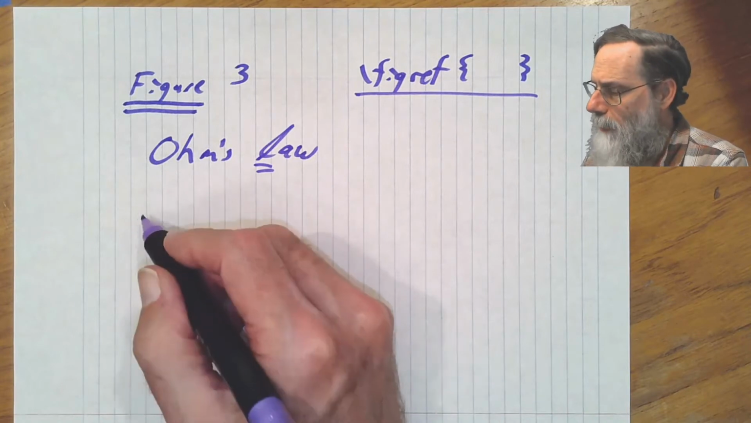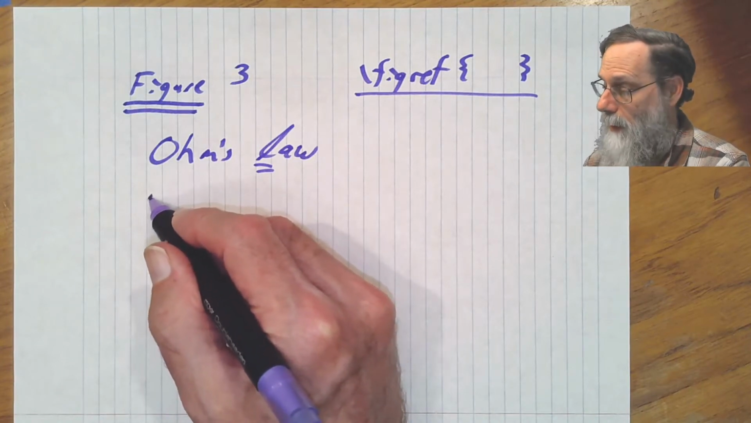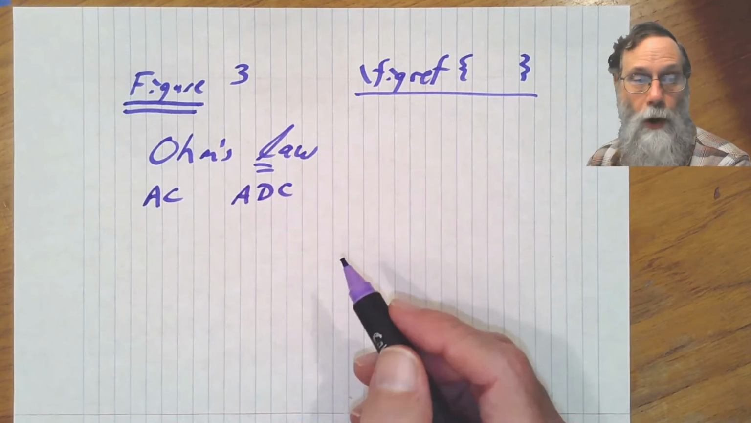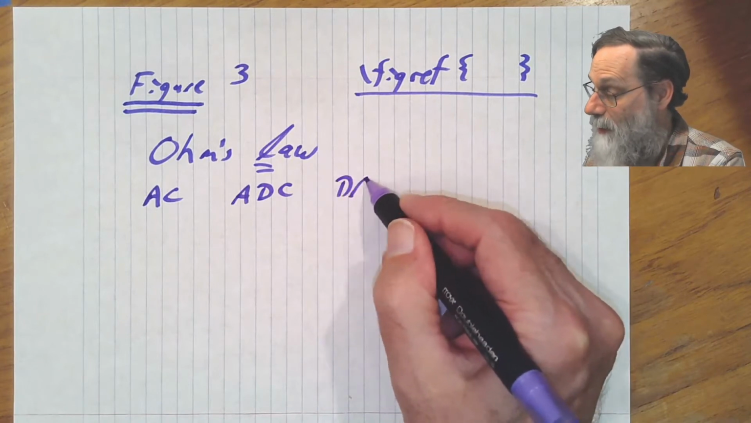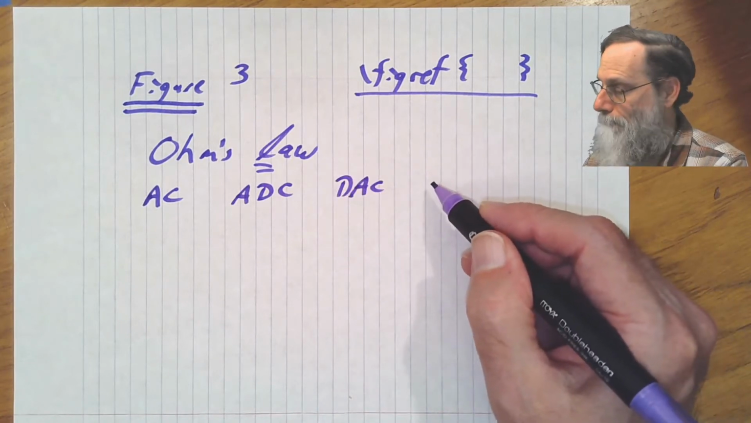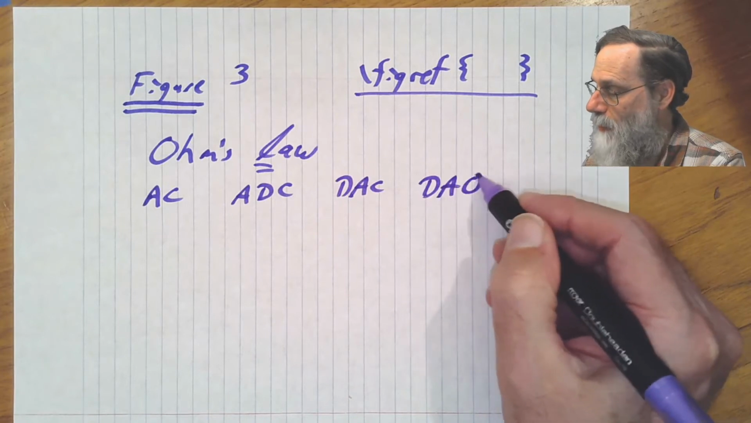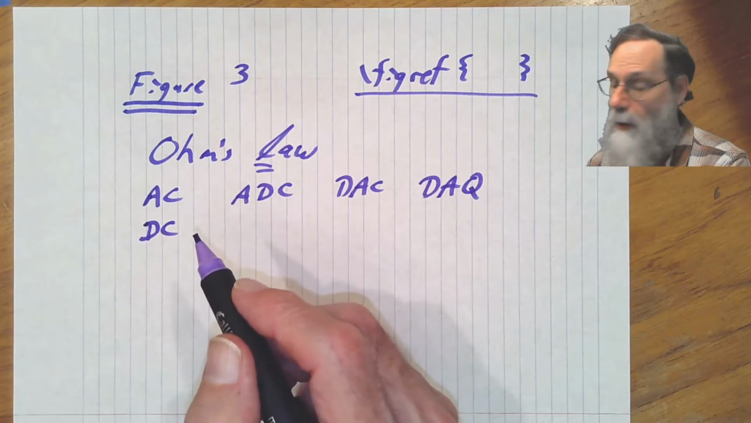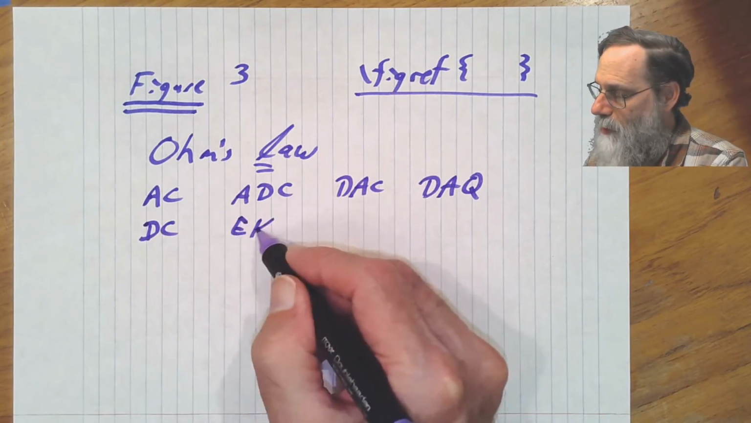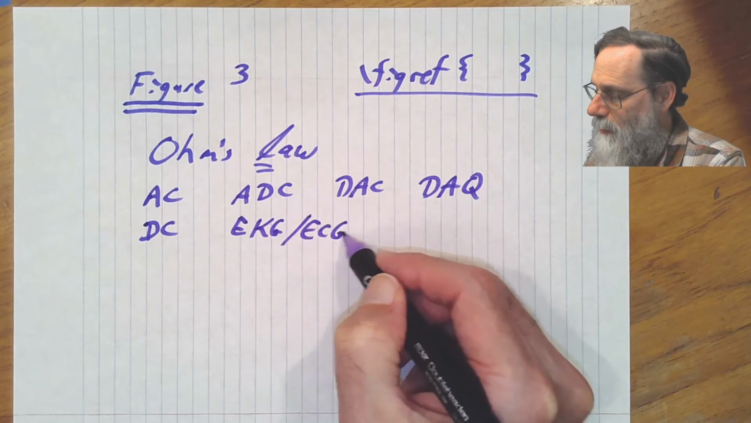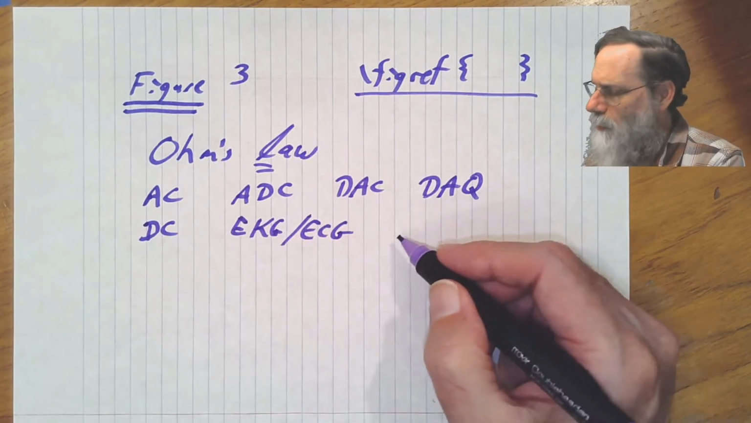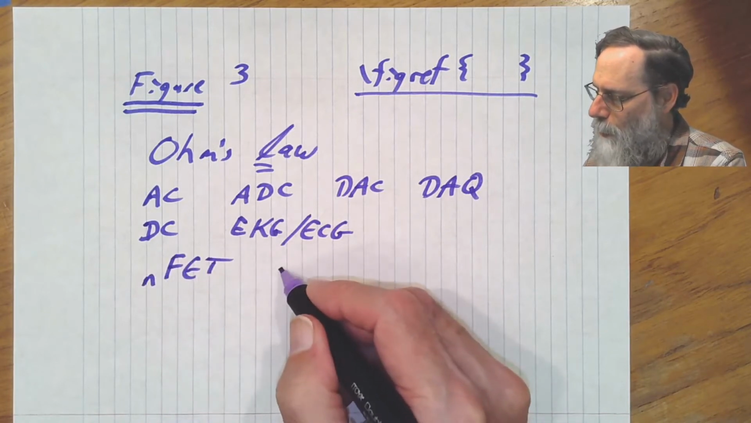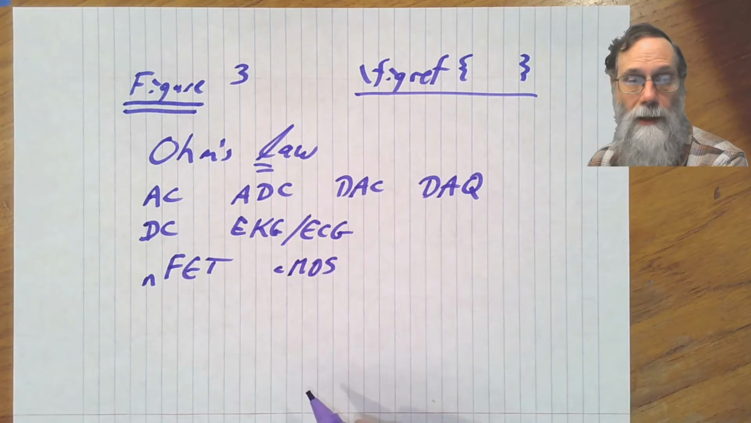Okay, there's a number of things that we use that are always capitalized, like when we're talking about AC voltage, or an analog to digital converter, or digital to analog converter, or data acquisition system, a DAC. Along with AC, there's also DC, EKG, or if you prefer ECG for the electrocardiogram. Then there's some weird capitalization like lowercase n capital FET, or lowercase c capital MOS.